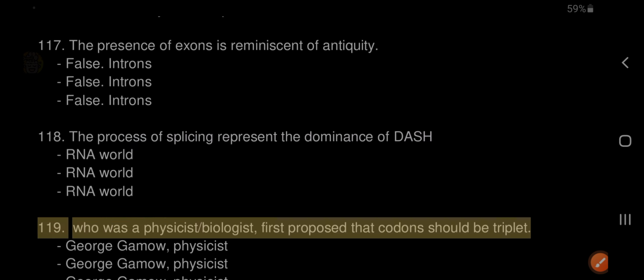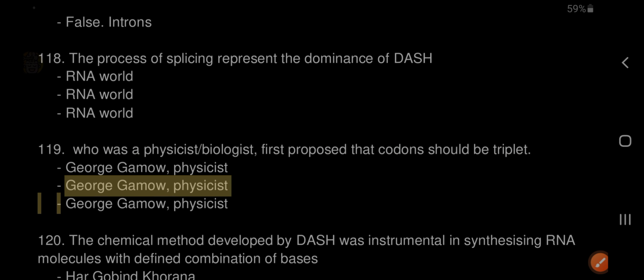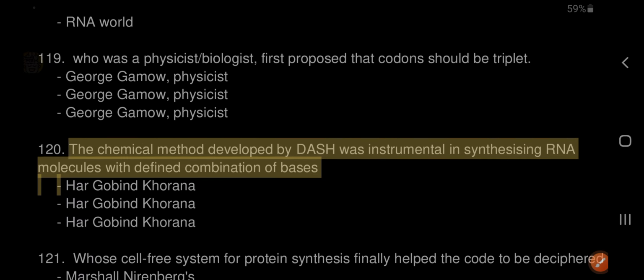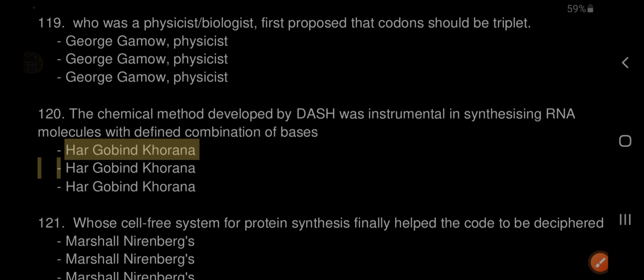119. Who was the physicist who first proposed that codons should be triplet? George Gamow, physicist. 120. The chemical method developed by Har Gobind Khorana was instrumental in synthesizing RNA molecules with a defined combination of bases.